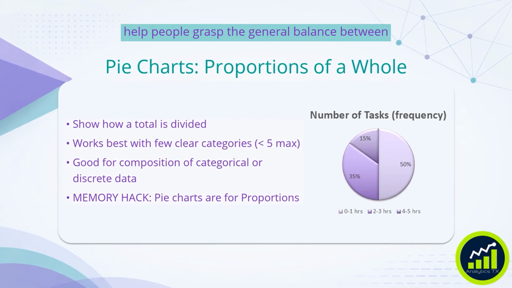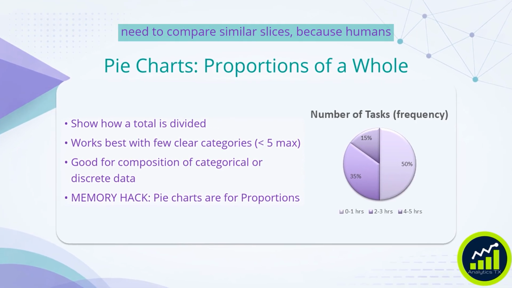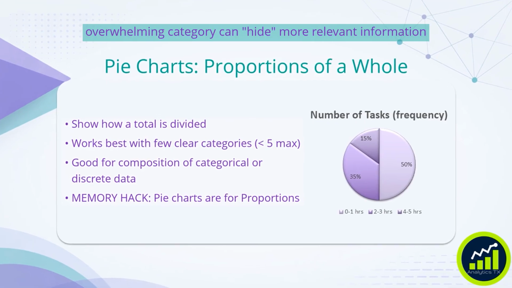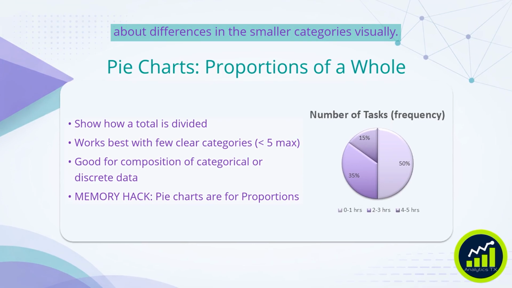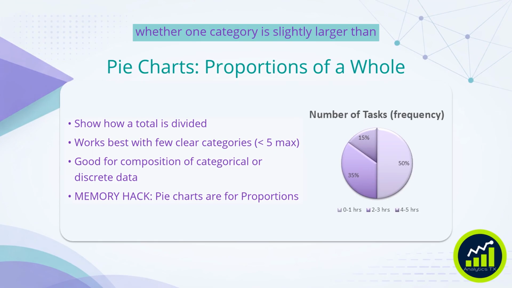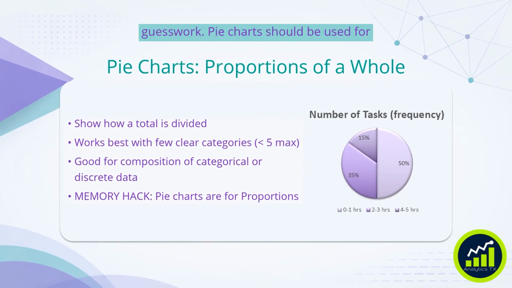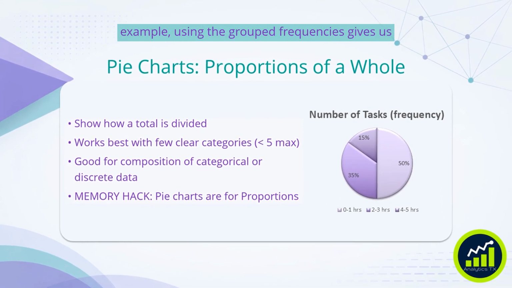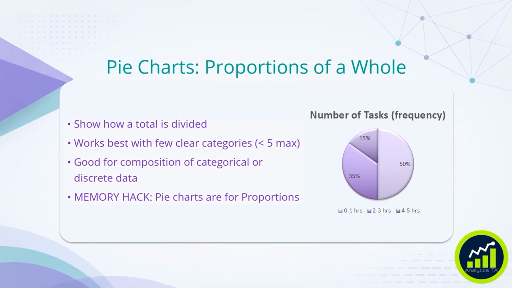But they are weak when you need to compare similar slices, because humans cannot judge angles very accurately. Moreover, one overwhelming category can hide more relevant information about differences in the smaller categories visually. If a business decision depends on telling whether one category is slightly larger than another, a pie chart turns that into guesswork. Pie charts should be used for proportional awareness only. In the task's completion example, using the grouped frequencies gives us a better pie chart visual.